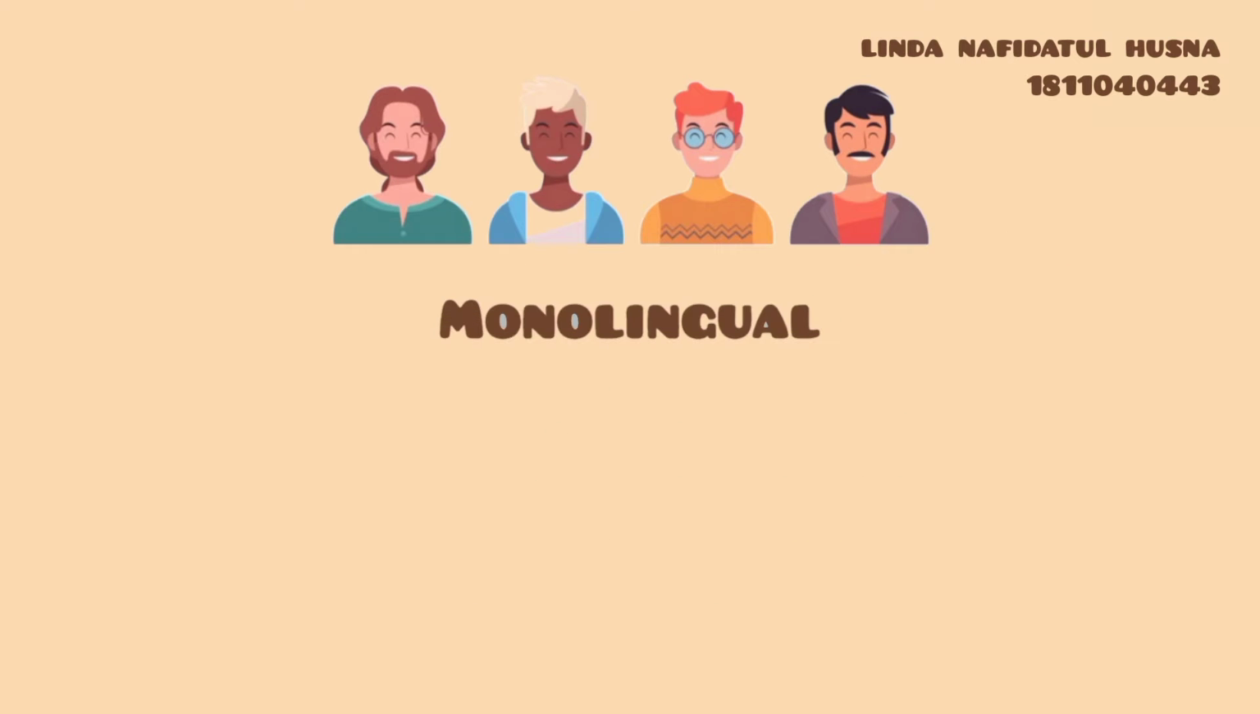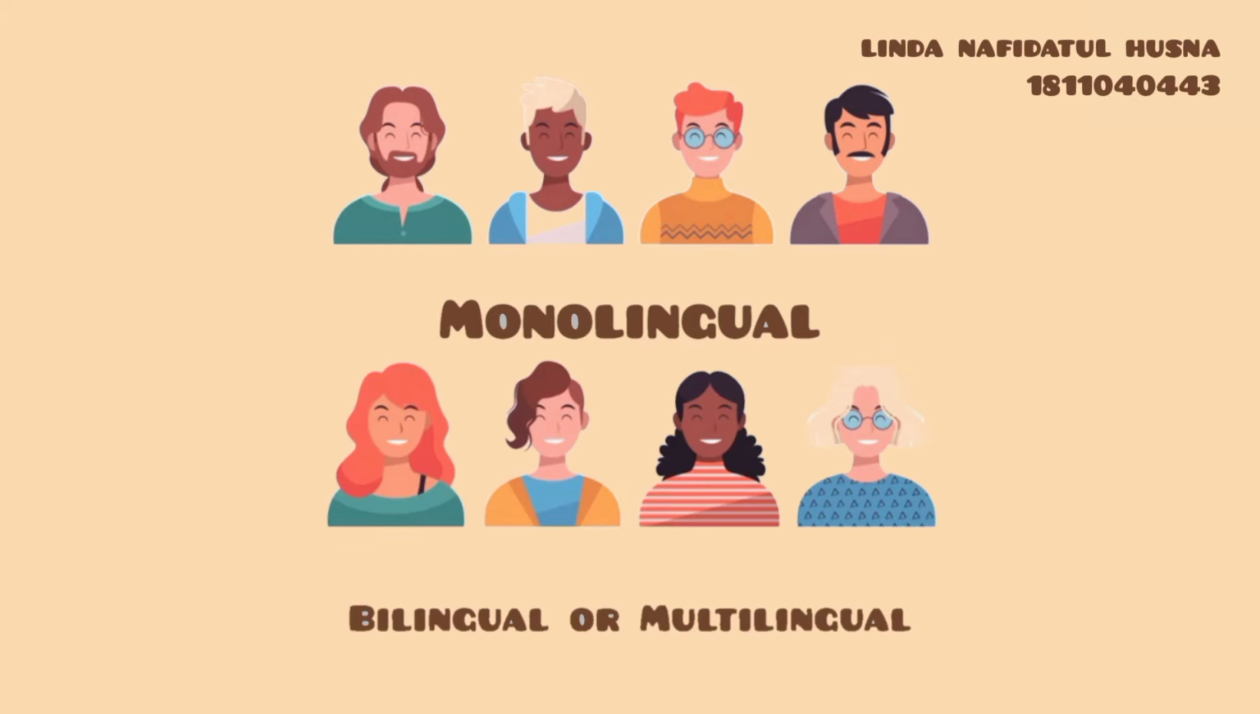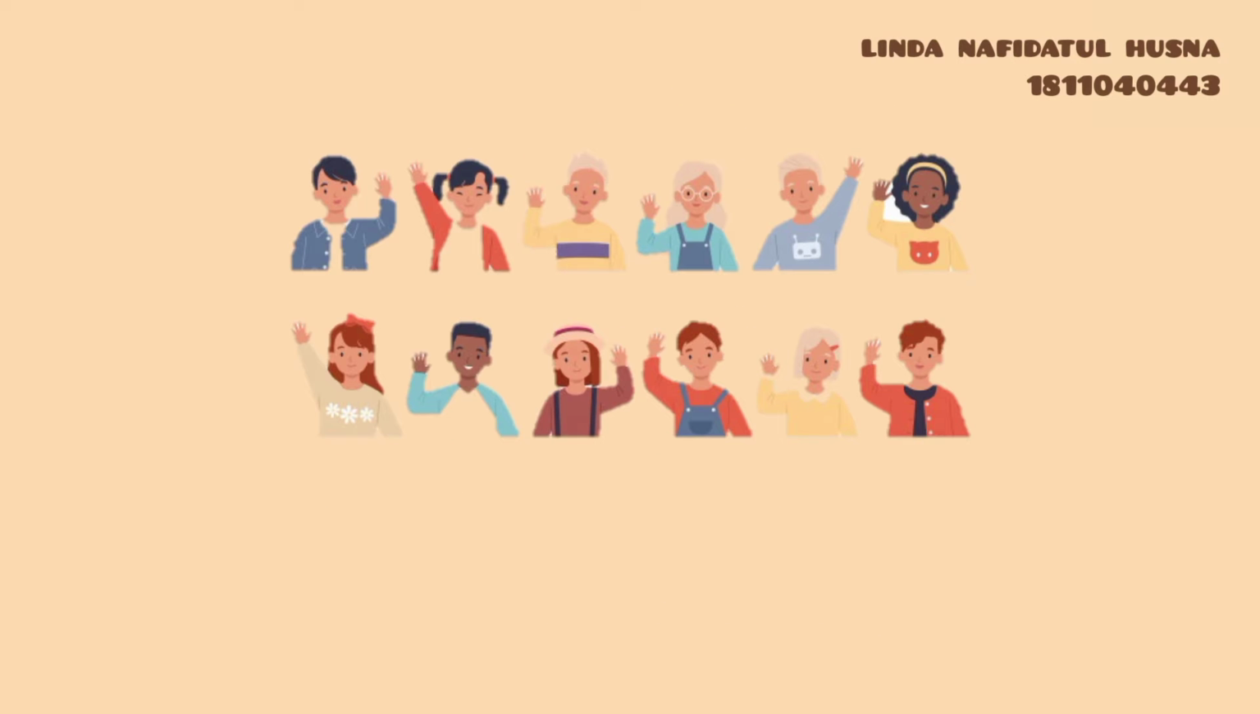Some people are monolingual and able to speak one language. Other people are bilingual and multilingual and speak more than one language. Bilingual or multilingual people sometimes switch back and forth between two or more different languages. This is called code switching.